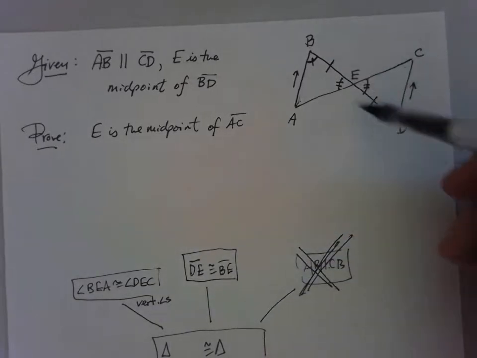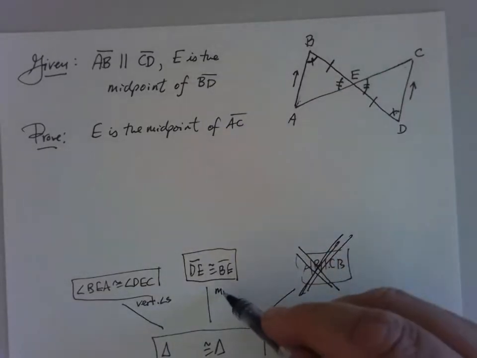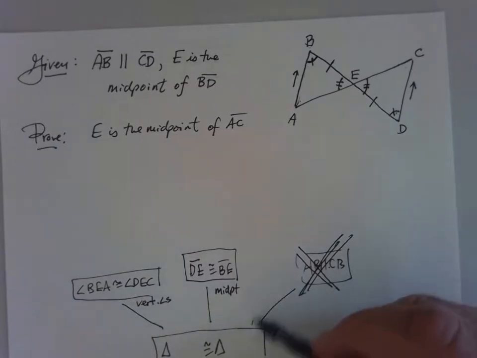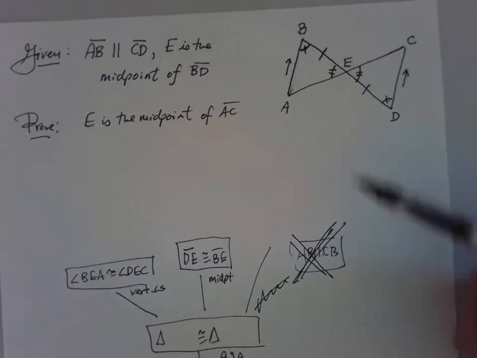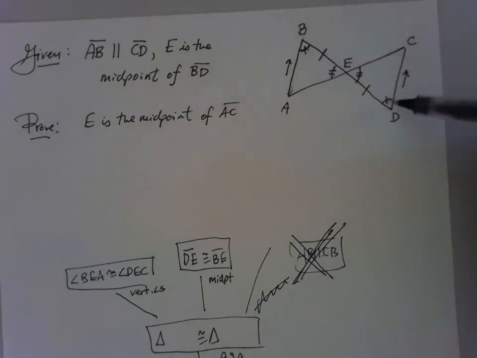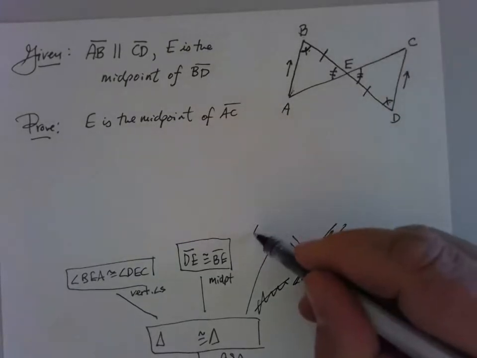And how did I know that those were congruent? Because of the midpoint statement. And the last thing is this pair here, angle B and angle D.